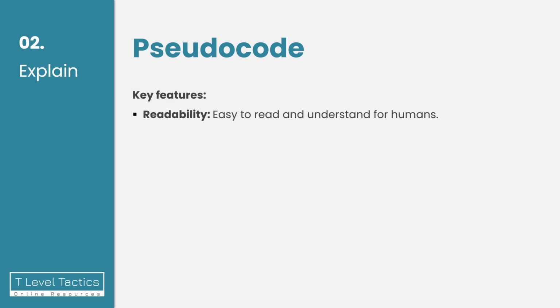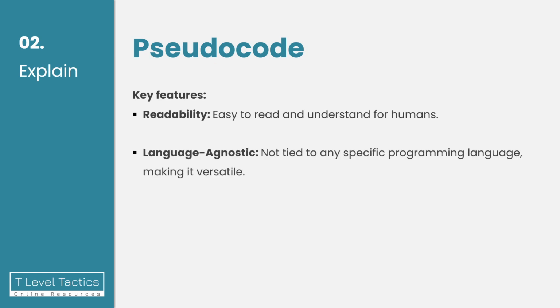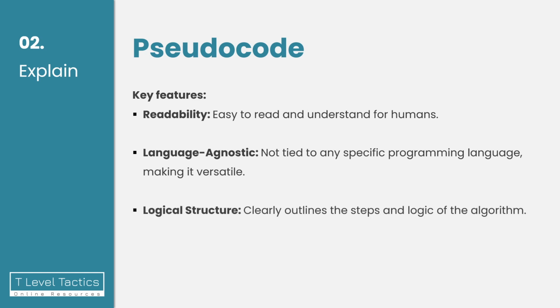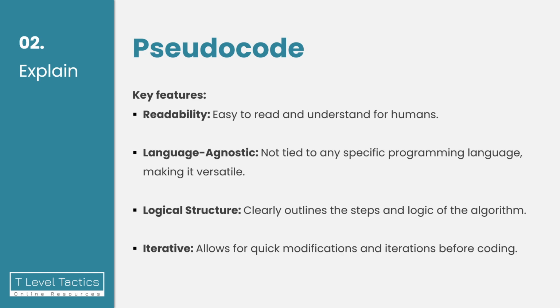Pseudocode is easy to read and understand for people. It's not tied to any specific programming language, making it much more versatile and readable. But it does clearly outline the steps and logic of the algorithm, so you can quickly change and modify before you get to the coding stage.